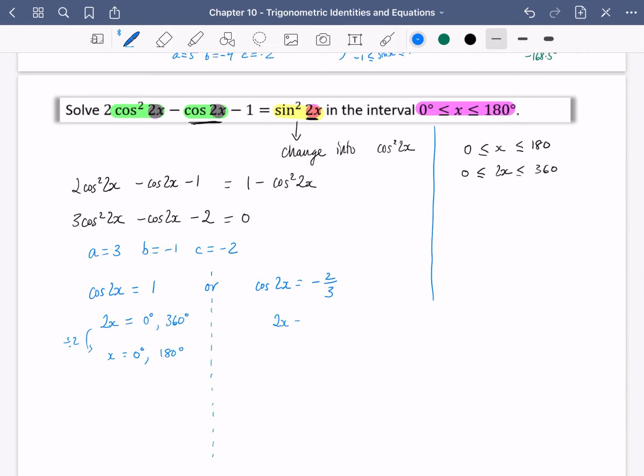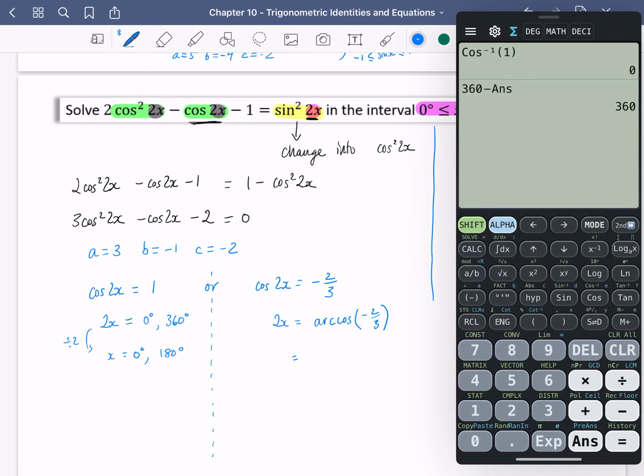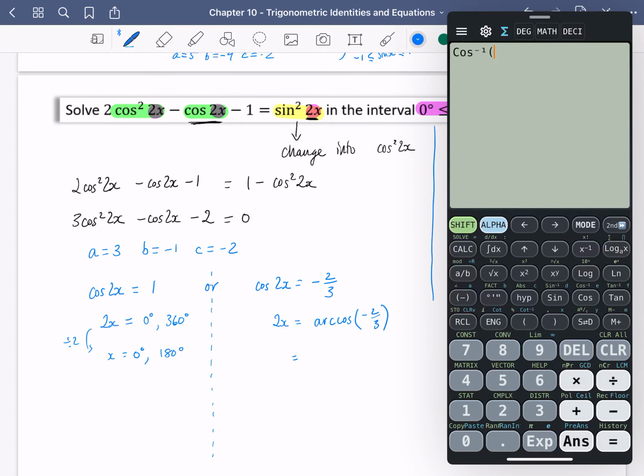For this one that we have over here, there is no exact value, so we are going to have to do the inverse cos of minus 2/3. So we get, clearing my calculator, the inverse cos of minus 2 over 3, and you get 131.81 degrees. And I've done a couple of decimal places there because I'm going to have to do some halving in just a second. Now, the other way I get this for cosine is doing 360 minus the answer, which is 228.19 degrees, and that's to 2 decimal places.